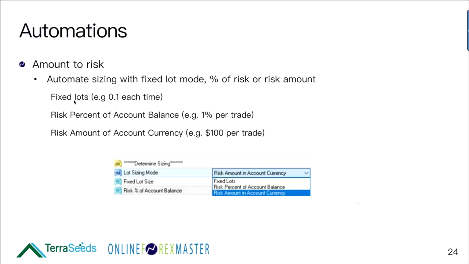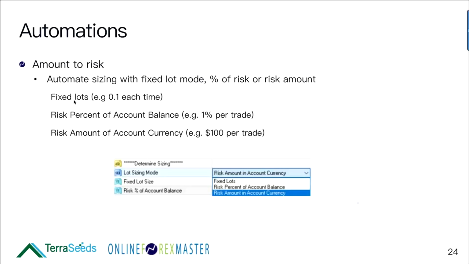Okay, and second is that you can also be keying in terms of monetary value of how much you want to risk. Okay, so for example, I have three options here to decide on the lot size. One would be the fixed lot size, the other one would be the risk percent of account balance, and last would be the risk amount in account currency.